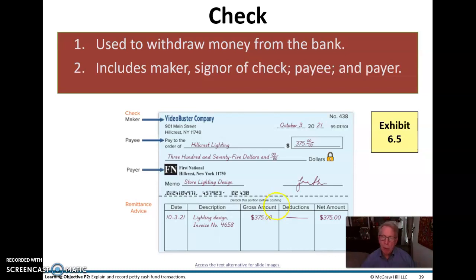And a check, very important, you use to withdraw money from the bank. We include the maker. That's the maker. That's a key piece of terminology. The payee and the payer. The payer in this case is the bank. And this is a very nice check that shows our descriptions, the gross amount, the net amount, any deductions you might have, etc. Notice too, it has a check number, very important. Sequential control of checks is critical.